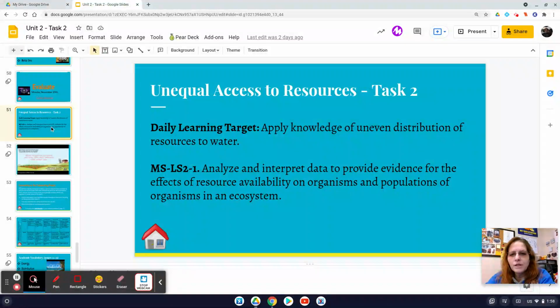So here is your learning target. You're going to apply your knowledge of uneven distribution of resources to water. So we know from last unit that resources are not distributed evenly, and water is no exception to that. So we're going to analyze and interpret the data that provide evidence for the effects of resource availability on organisms, populations of organisms in an ecosystem. So what that means is, how does not having water affect where people live, affect how people live where they live if there isn't any water?